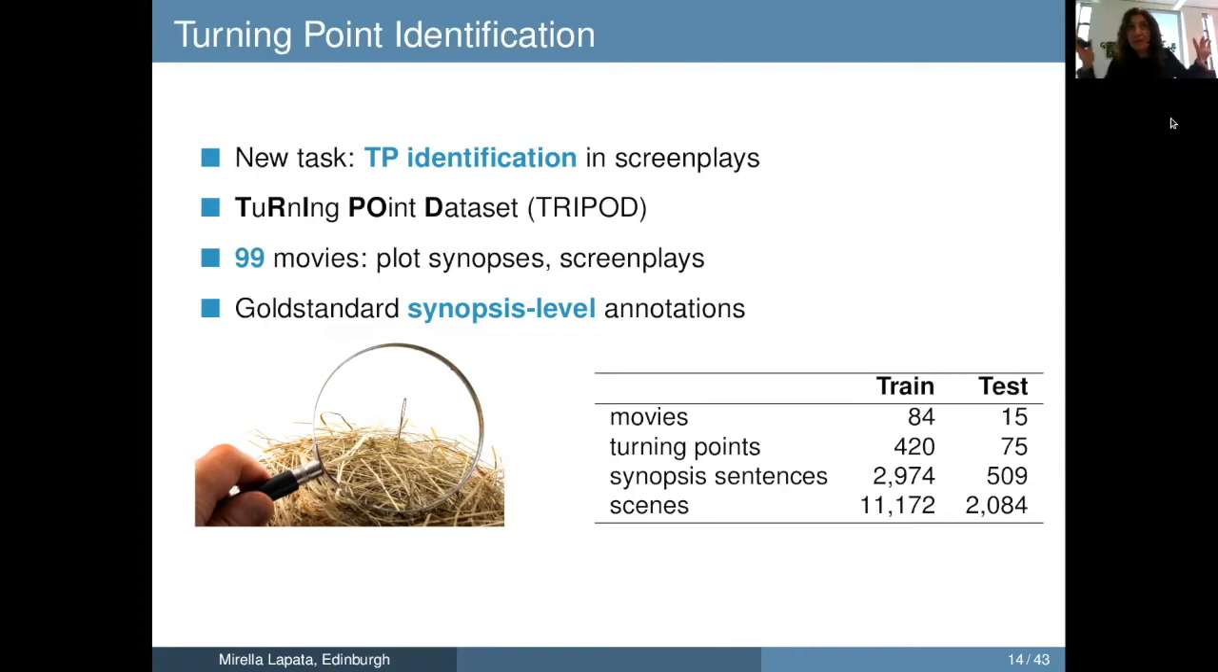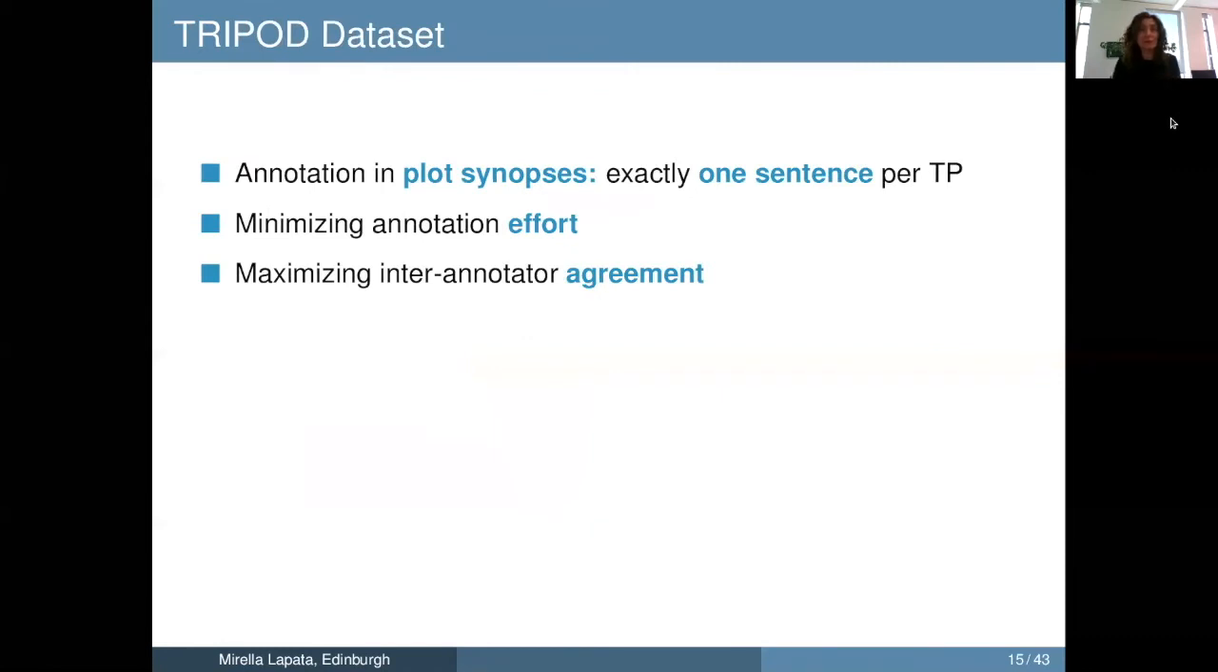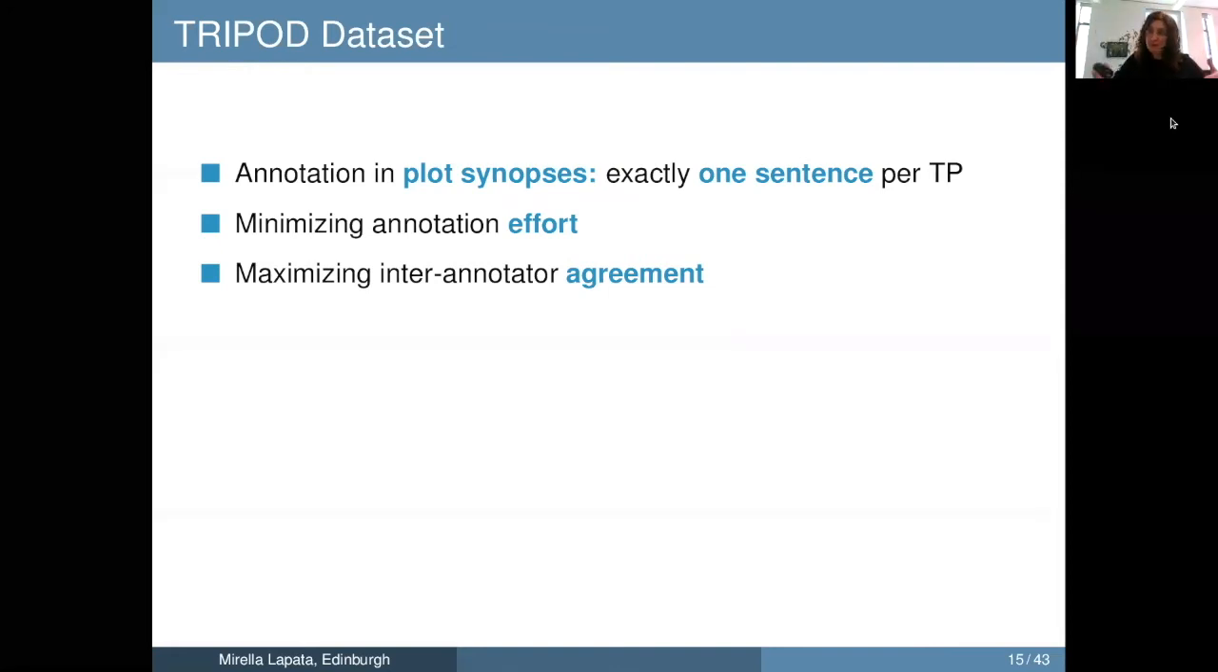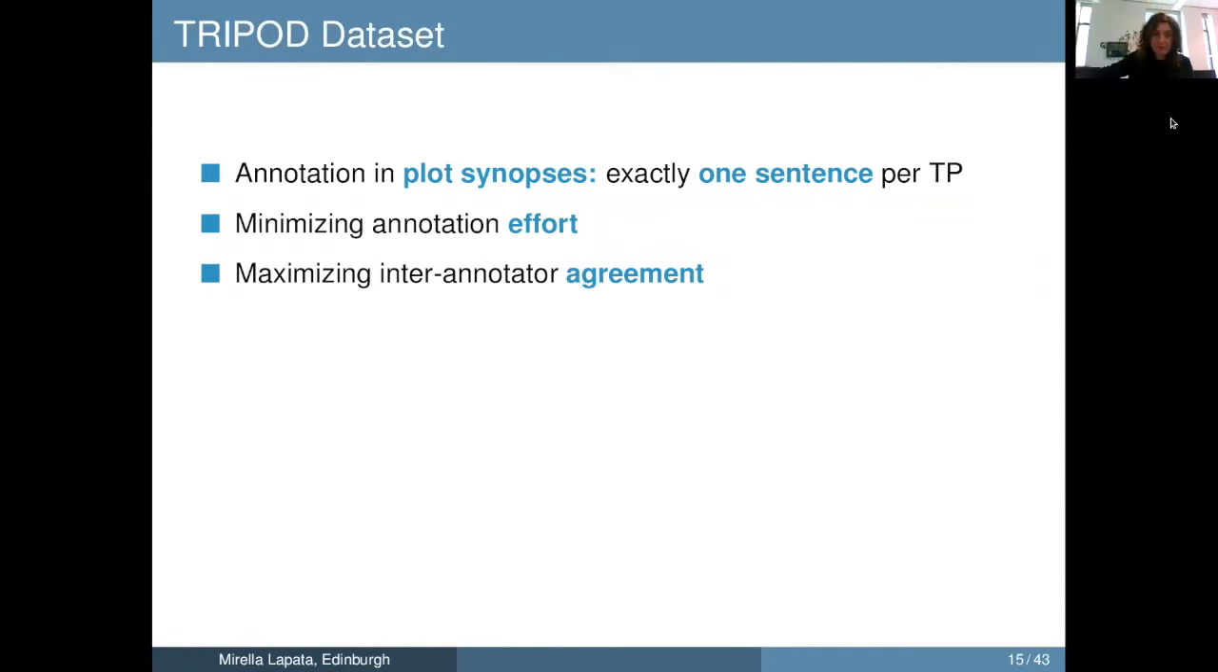We don't particularly care about the synopsis, but we will see how we transfer the annotations from the synopsis to the screenplay. The only reason one does the synopsis is because they're shorter and one hopes that people can agree at identifying them. I'll show you an example. So the annotation was on the plot synopsis level, and we assume that a single sentence is representative of a turning point. So all they had to do is read the synopsis and say, this sentence is a turning point, this is not a turning point, this is a turning point.